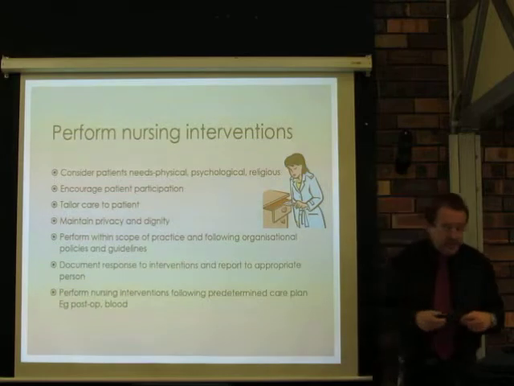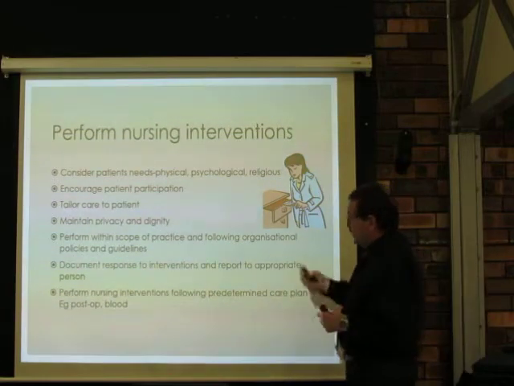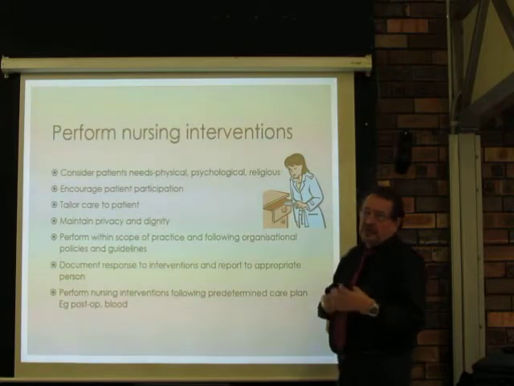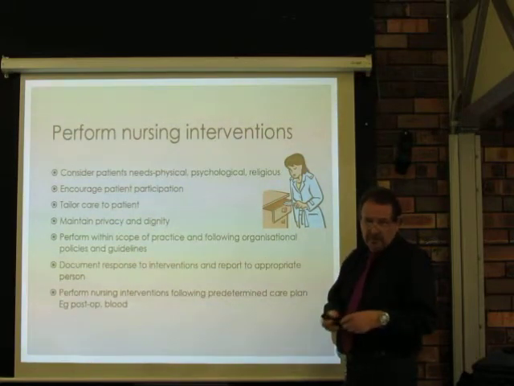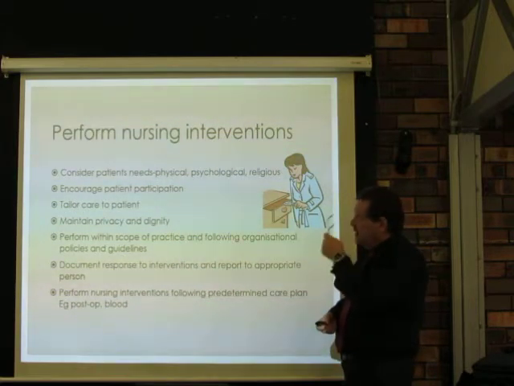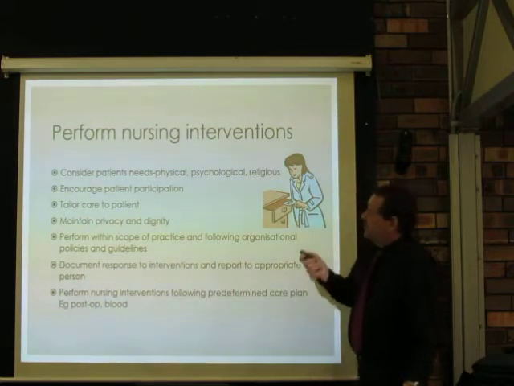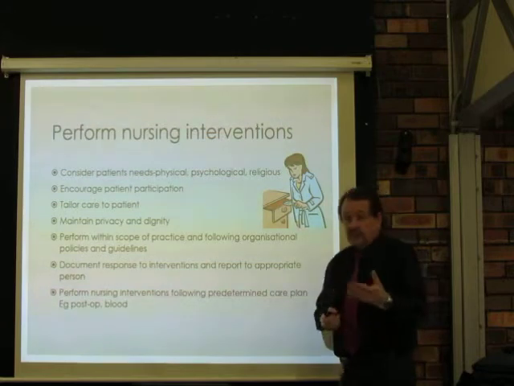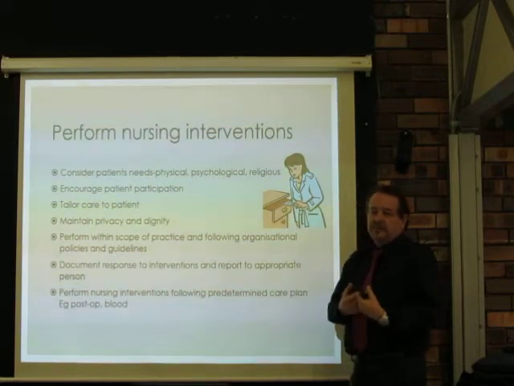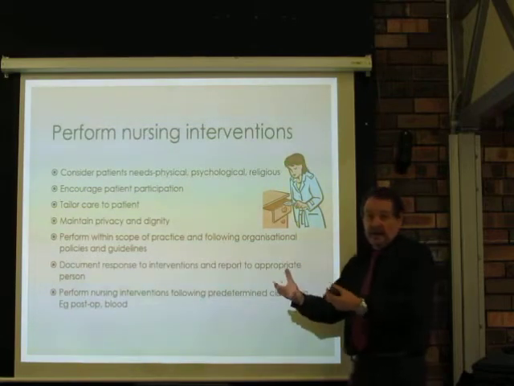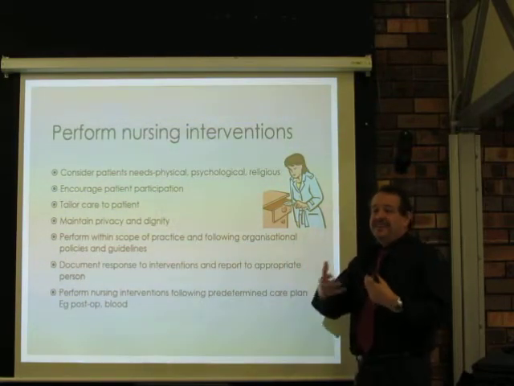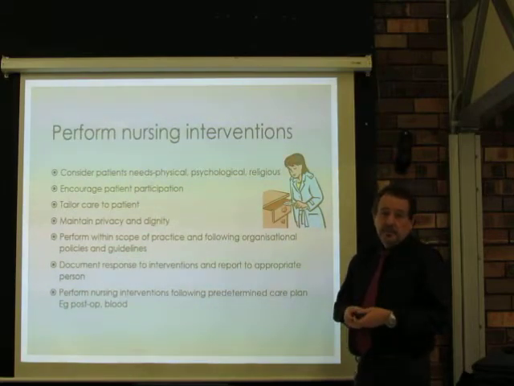So, performing nursing interventions is actually what we have to do when we do an intervention, which means we take care of someone, we care for them. We have to consider lots of things. So we need to consider our patients' needs. Physical, so their size can vary. What type of bed they have can vary. What are their needs for that bed to be comfortable?